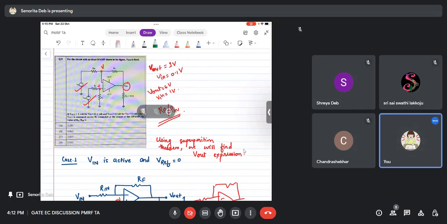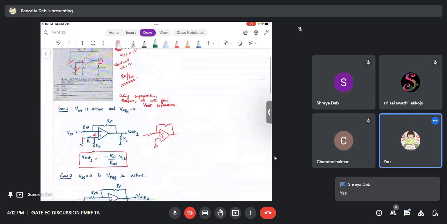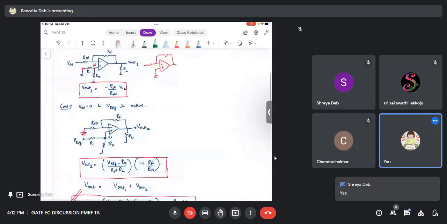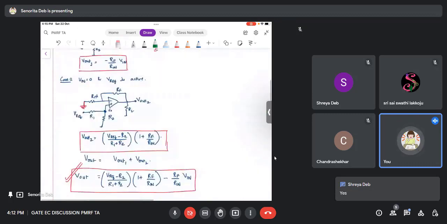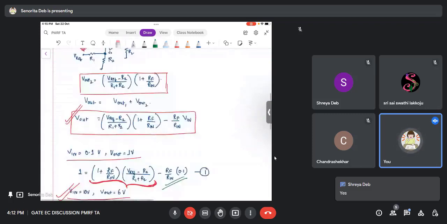Should I move forward? What about Chandrasekhar and Swati? Have you followed the question?